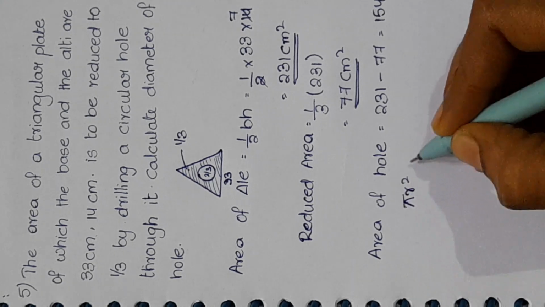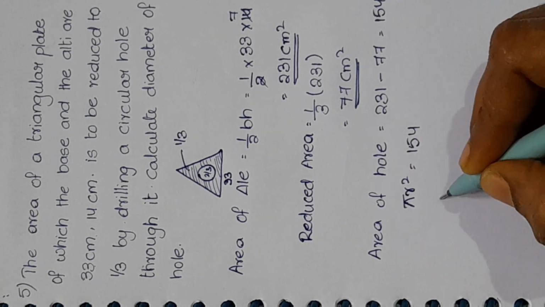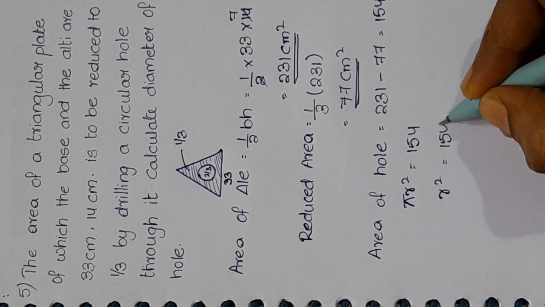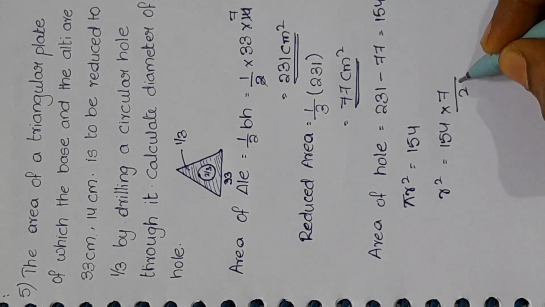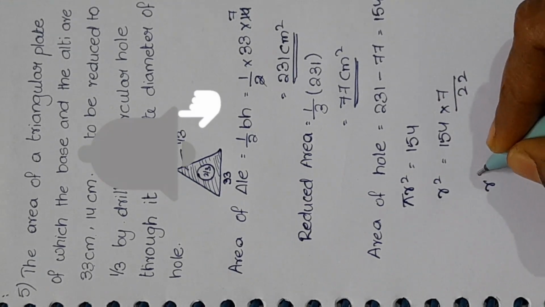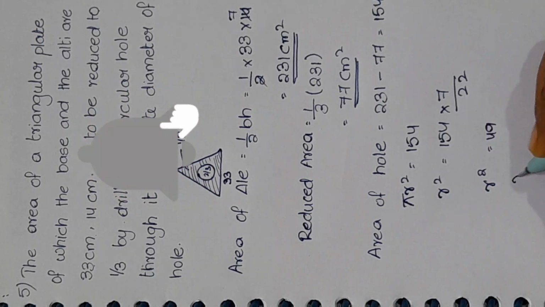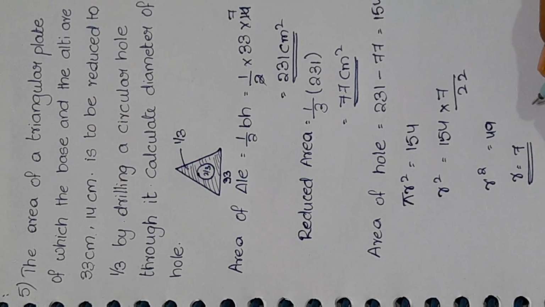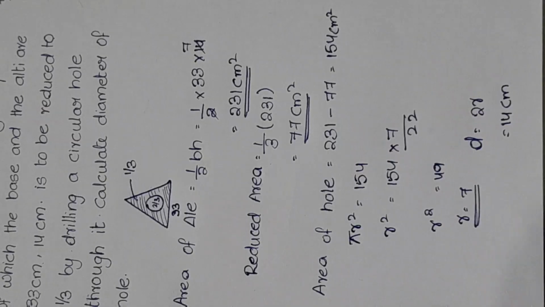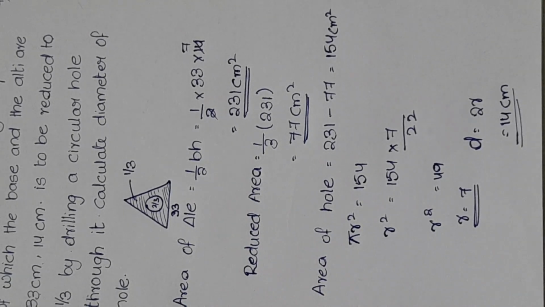Area of the hole is pi r square is equal to 154. R square is equal to 154 into 7 by 22, which is equal to 49. Then r we get as 7. We should find the diameter. Diameter is 2r. So 2r is 14 centimeters.